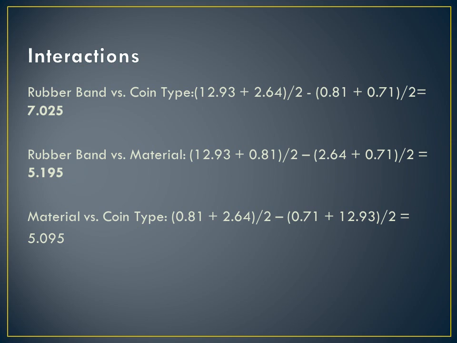These are our different interactions and their magnitudes. Rubber band versus the coin type had a 7.025. Rubber band versus material, or the surface, had a 5.195, and the material versus the coin type had a 5.095.